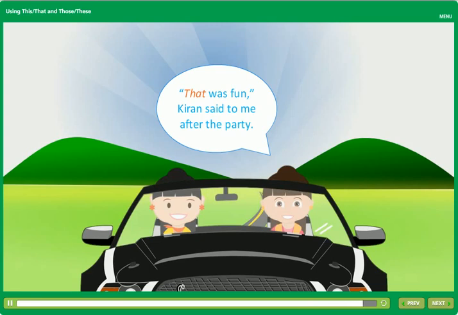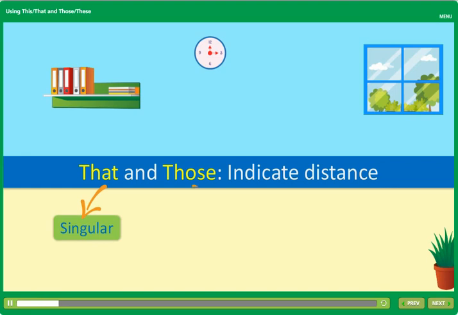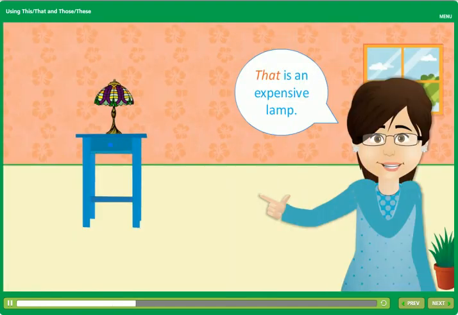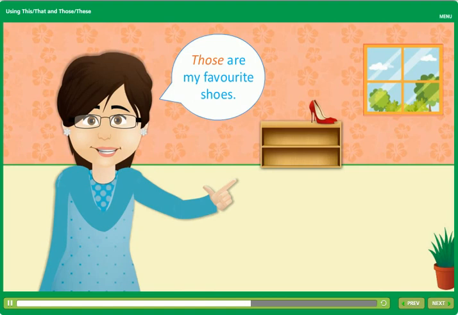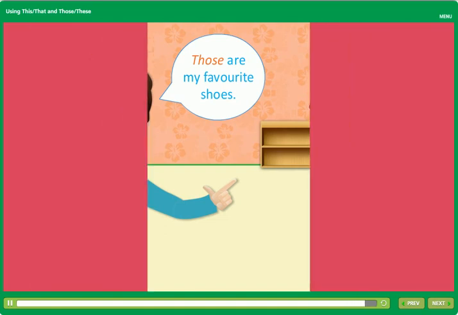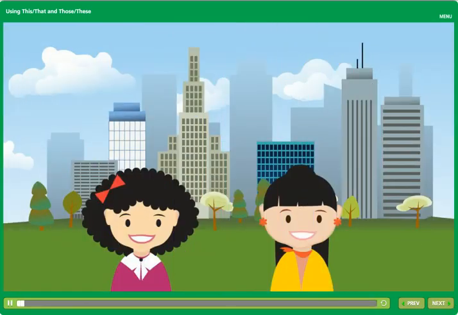Let's find out more about using that and those. We use that and those to talk about people or things that are not near us. This, that, those, and these are all words that indicate whether the subject of a conversation is close to us or further away from us. We also use that to refer to something someone said or did.